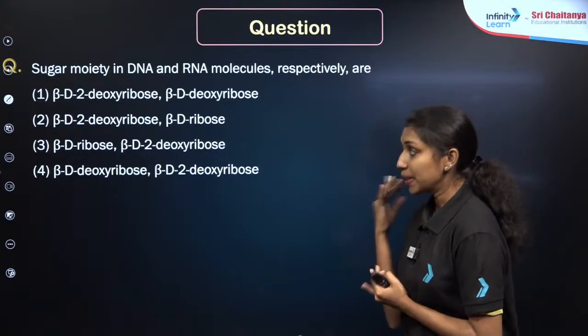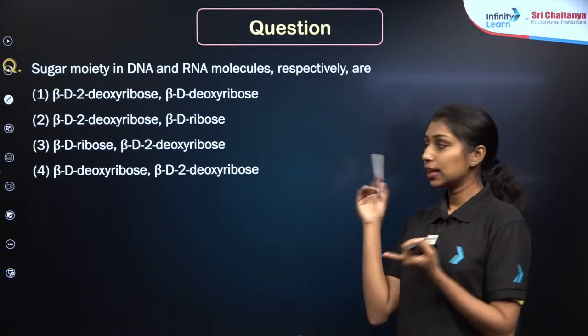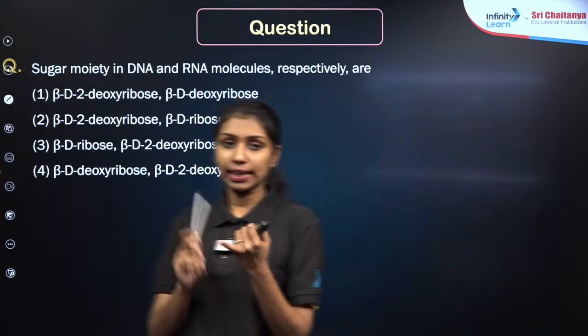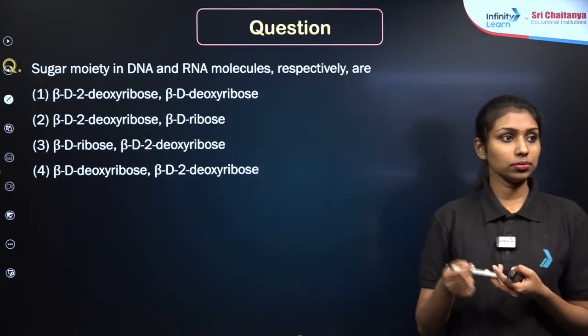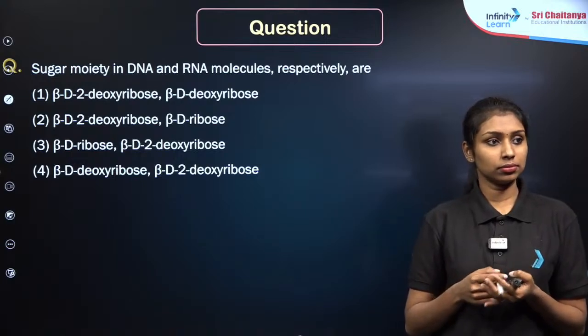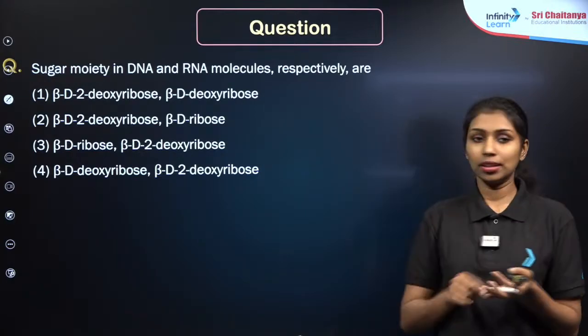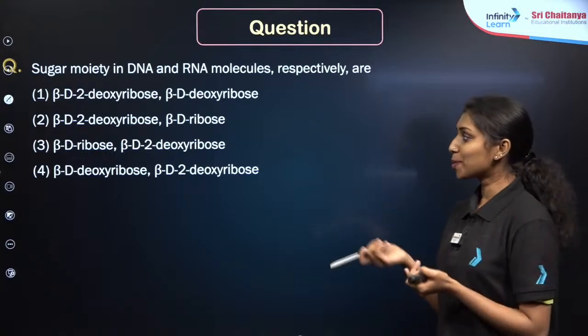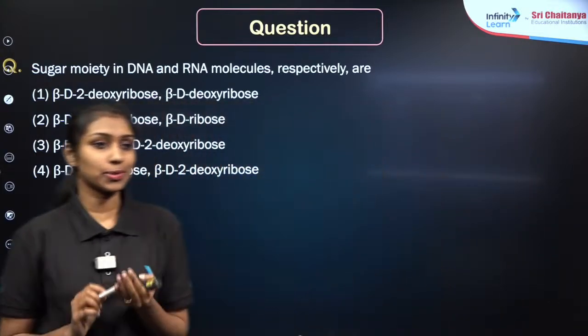Here you have to mention the anomeric position, whether it is alpha or beta, along with their D/L configuration, right? What will be the answer here? Four options are given here, right? You can guess any of the options. Just give me a guess answer also.